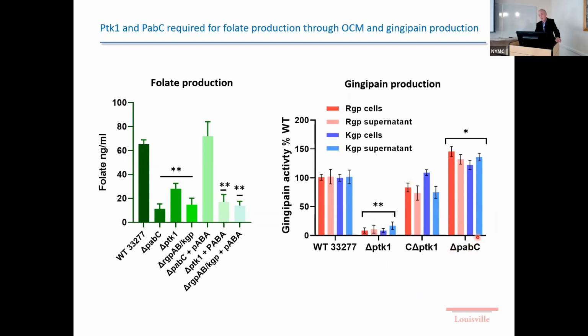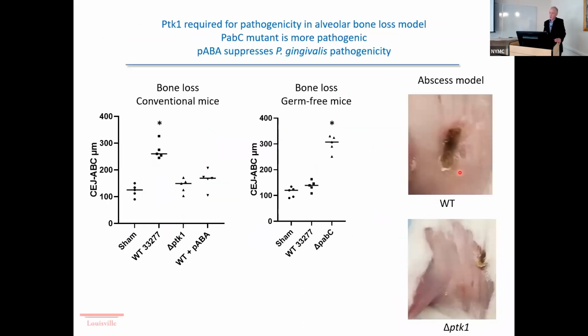Now our PABC mutant was kind of interesting. So our PABC mutant, less PABA, less inhibition of PTK1, and we do see more gingipain activity. Okay, what about virulence? What about pathogenicity? So we went back to our bone loss model, and these are conventional mice.